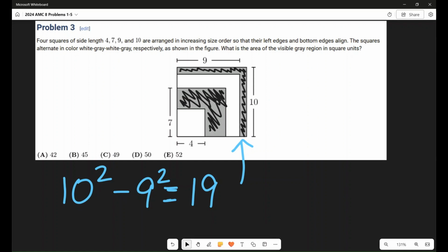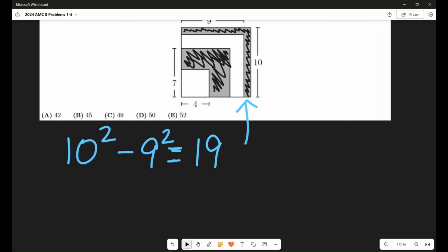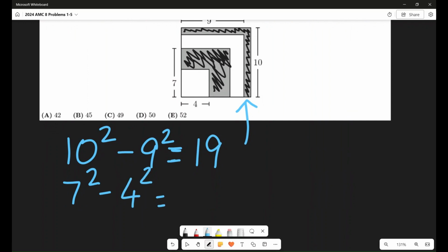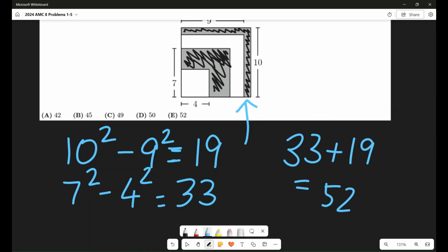Now, for the inner gray region, we can just repeat what we just did, which is an important idea throughout the AMC8 and all the AMC contests. So now for the inside gray region, we can do the same thing. 7 squared minus 4 squared. That's equal to 49 minus 16, which is 33. Now we can just add them up to get a final answer of 52.